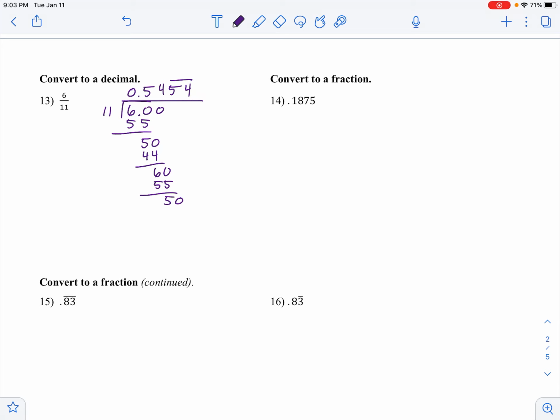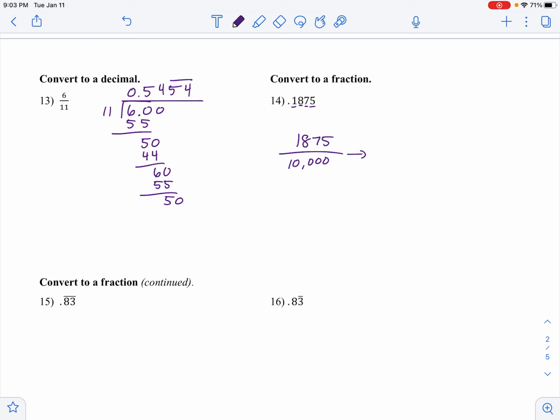For question 14, again, very straightforward. If you remember reading your place values, that's exactly how you're going to write it as a fraction. Tenths, hundredths, thousandths, 10,000ths. So 1875 over 10,000, and now you just have to simplify.